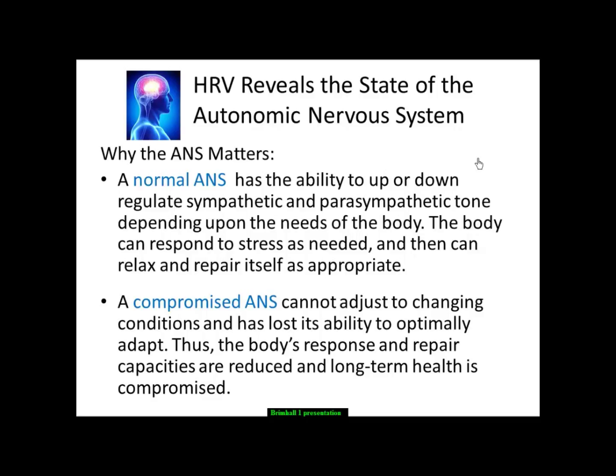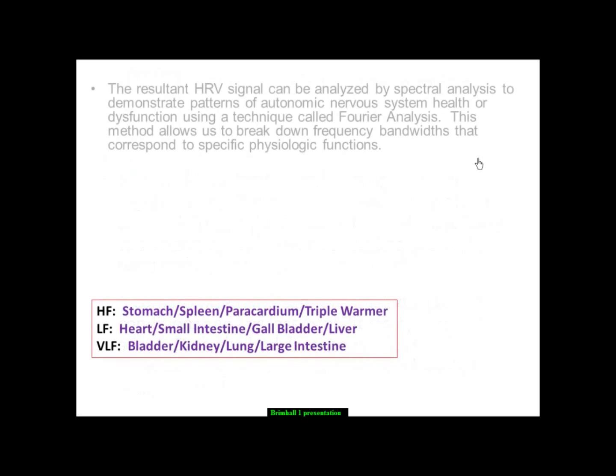So a compromised autonomic nervous system cannot adjust to changing conditions and has lost its ability to optimally adapt. Thus, the body's response and repair capacities are reduced and long-term health is compromised. So we want to get that autonomic nervous system functioning so it can regulate properly all the organ systems of our body. And again, the people that go from one doctor to the next and never get well usually have a compromised autonomic nervous system.